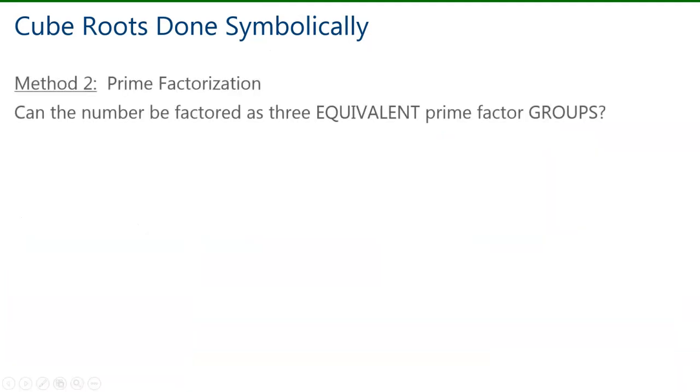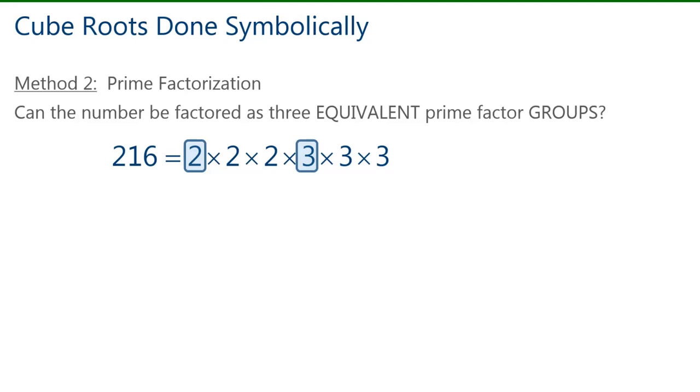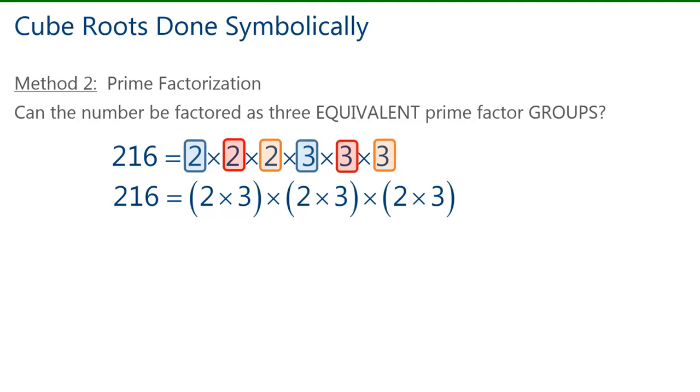The second method involves prime factorization. Can the number be factored as 3 equivalent prime factor groups? Let's look at an example. 216 can be written as 2 times 2 times 2 times 3 times 3 times 3. That's 3 2's and 3 3's. So we have one group of 2 times 3, a second group of 2 times 3, and a third group of 2 times 3. So 216 can be written as the product of 3 identical groups of 2 times 3.